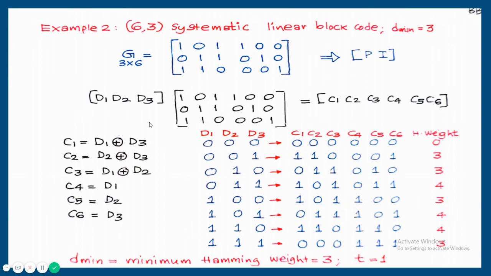Because our format was PI. If the format is PI, first parity, then information bits. The Hamming weight of each code is written there: 0, 3, 3, 4, 3, 4, 4, 3. From this, the minimum Hamming weight can be written. The minimum Hamming weight is the minimum non-zero weight, that is equal to 3. And once the minimum Hamming weight is equal to 3, the correction capability is 1. So 6, 3 is capable of correcting 1 bit error.